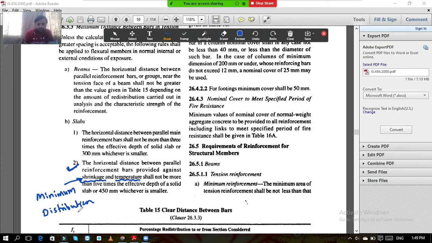Temperature steel is also distribution steel. Okay, so now what they have further told us, it shall not be more than 5 times the effective depth, or 450 mm, whichever is smaller. So now again we will move to our whiteboard.